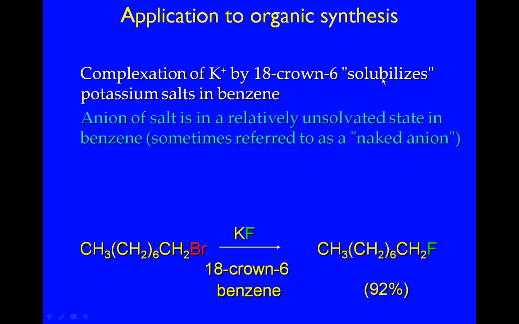Complexation of potassium by 18 crown 6 increases the solubility of potassium in benzene, and that is responsible for some of the chemistry that we see in benzene using 18 crown 6. For example, this bromide can be substituted by fluoride. You can do this reaction in benzene, provided you add 18 crown 6, and you get the substituted product. If you didn't use the 18 crown 6, you wouldn't see this reaction. This is called phase transfer catalysis.